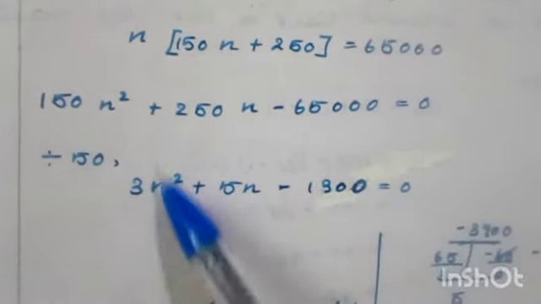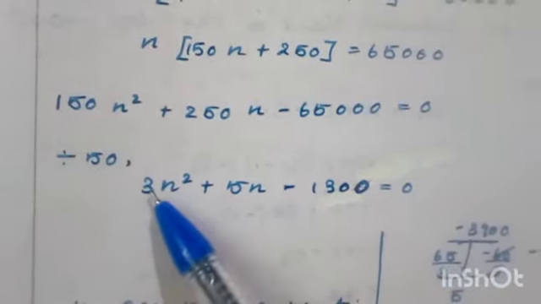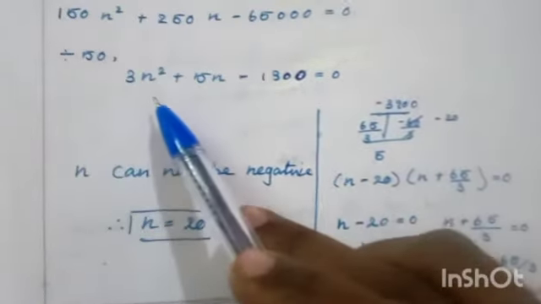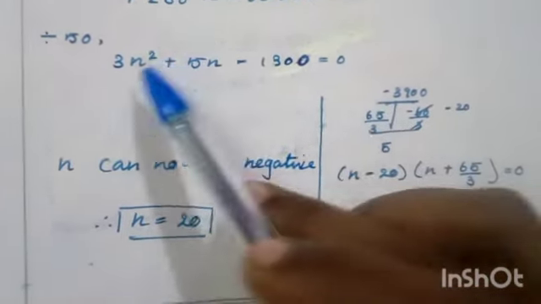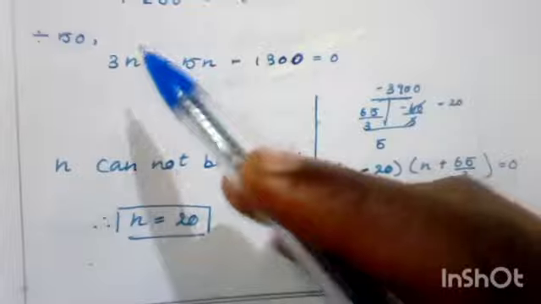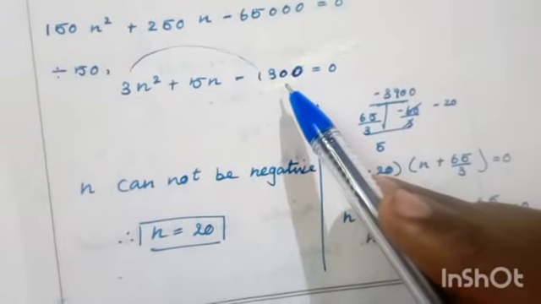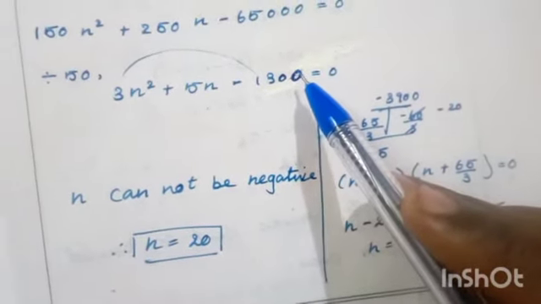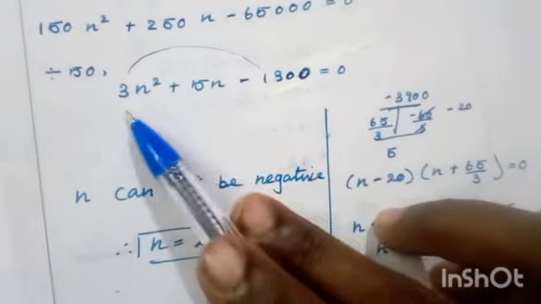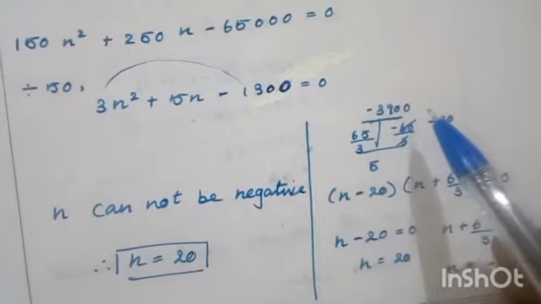So that is for the coefficient of x square, the square term coefficient, for this quadratic equation 3n square plus 5n minus 1300 equal to 0. Here the coefficient is 3, so you have to multiply 3 with this 1300. So 13 into 3 is 39, and you write 2 zeros at the end of the digits. So 3 into minus 1300 is minus 3900.